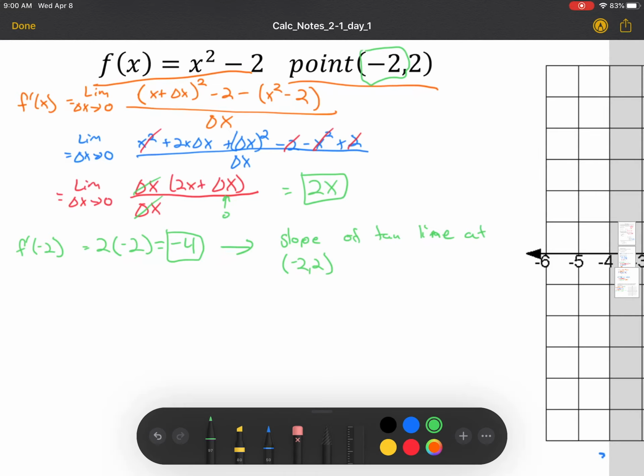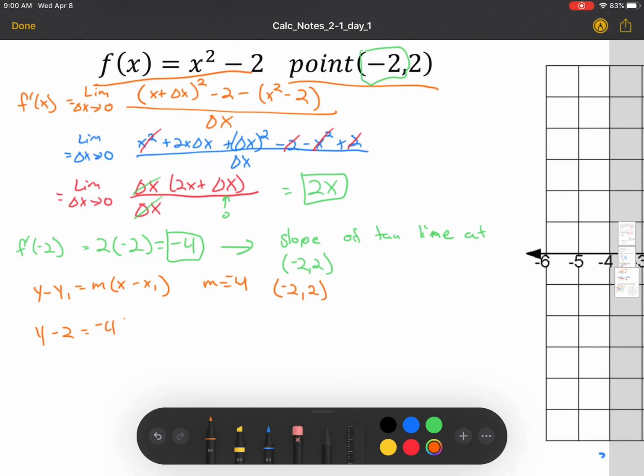Now the third part of this question is to find the equation of the tangent line to the curve. We have the slope and we have a point, so now all we have to do is plug it into our point-slope form and get a nice y equals mx plus b in the outcome. My go-to is y minus y1 equals m times x minus x1. Our m equals negative 4, and our point is negative 2, 2, so we're just plugging that in.